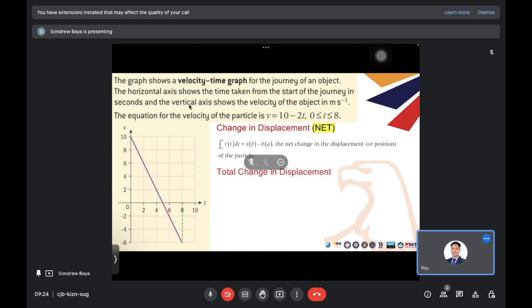So the change in displacement in this case would become negative because this is actually going down. But then the total change should be positive. All right. So for that to happen, all we have to do is just put in an absolute value symbol. All right. So to review everything, if you talk about net change, it's the current minus the previous.